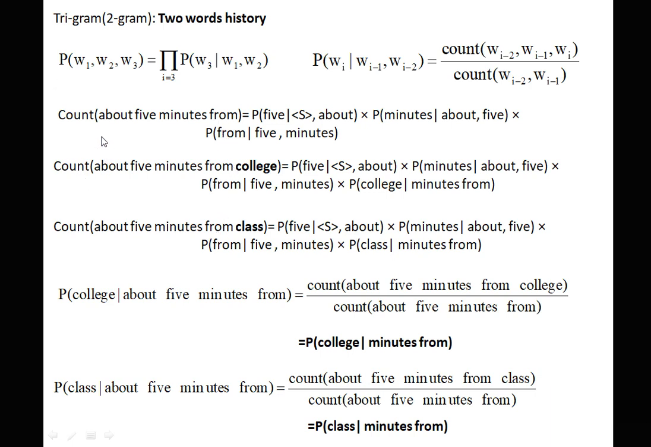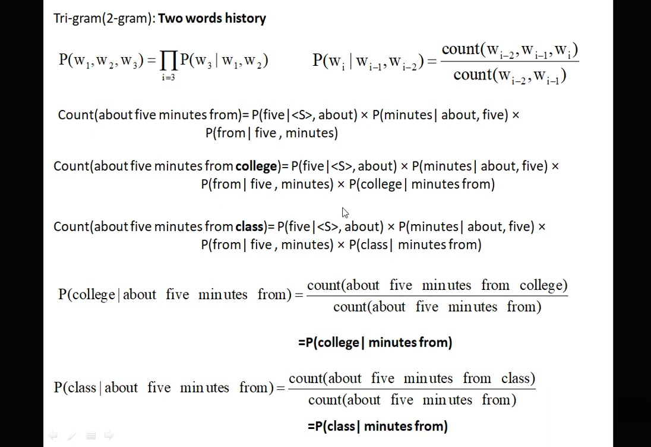Now this is your denominator part, above 5 minutes from. Here we are not going to take about, because for about we require the 2 previous words. So we directly start with 5. The probability of 5 given start of the sentence and about, probability of minutes given about and 5, into probability of from given 5 minutes. Similarly, we can write down the numerator, one for college and one for class, same as our Bigram model.